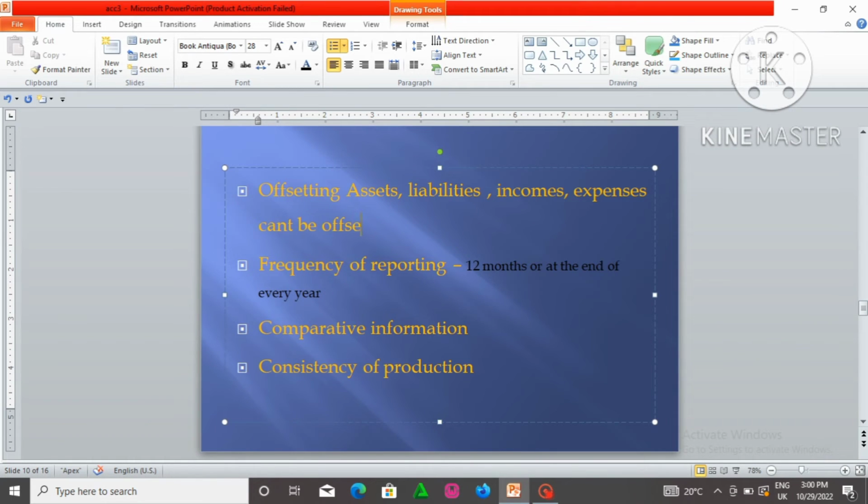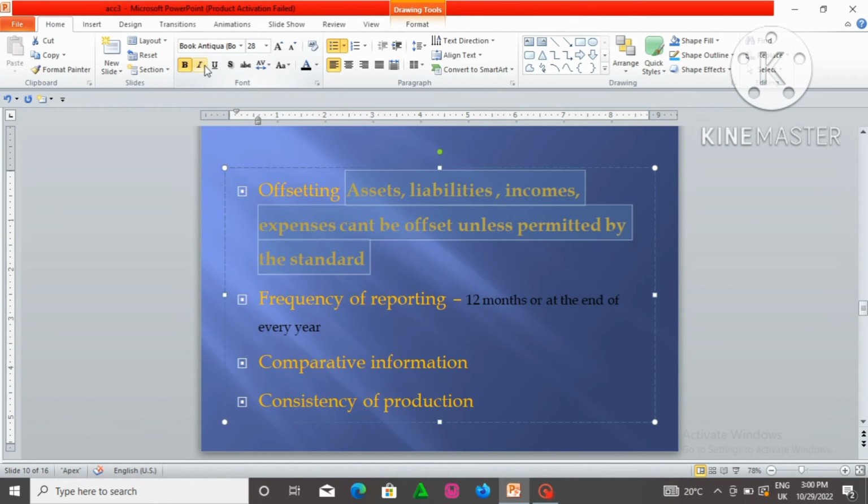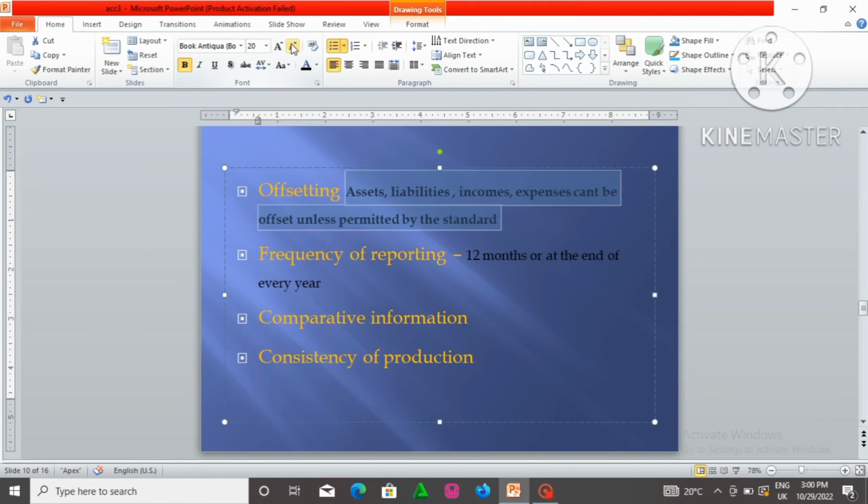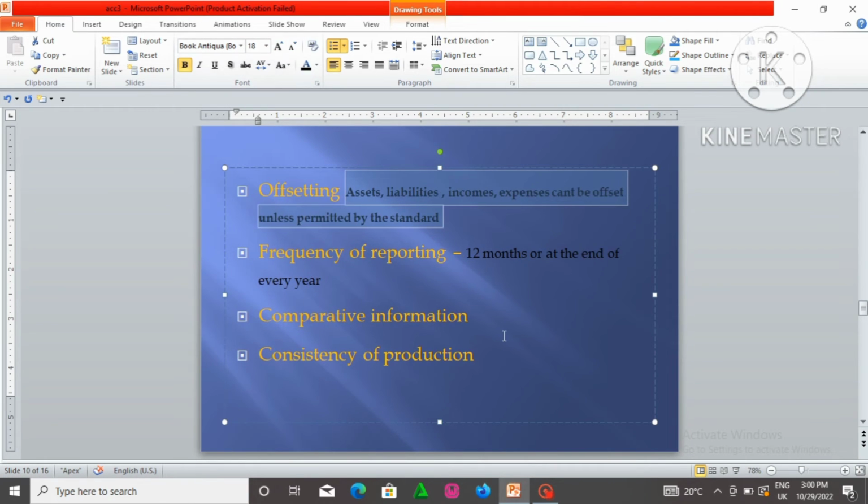But in general, assets and liabilities should be reported separately in the statement of financial position, as well as the statement of comprehensive income. The incomes and expenses should also be reported separately, and they should not be offset against each other unless it is permitted by a certain standard. If there is a standard that actually permits it, then you can go ahead and offset it.